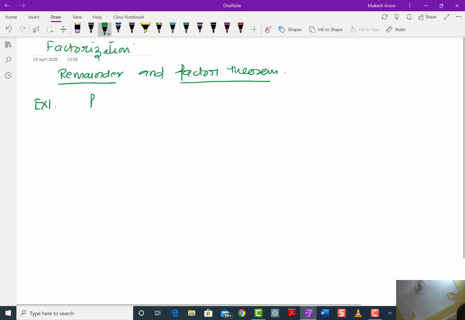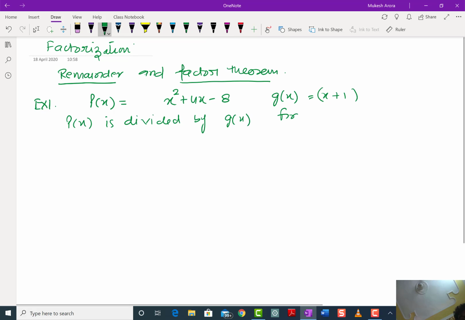Example 1: p(x) is equal to x square plus 4x minus 8 and g(x) is x plus 1. p(x) is divided by g(x), find the remainder. So we have to find the remainder without actual division. What we will do, we'll write p(x) is divided by g(x), that is x plus 1.